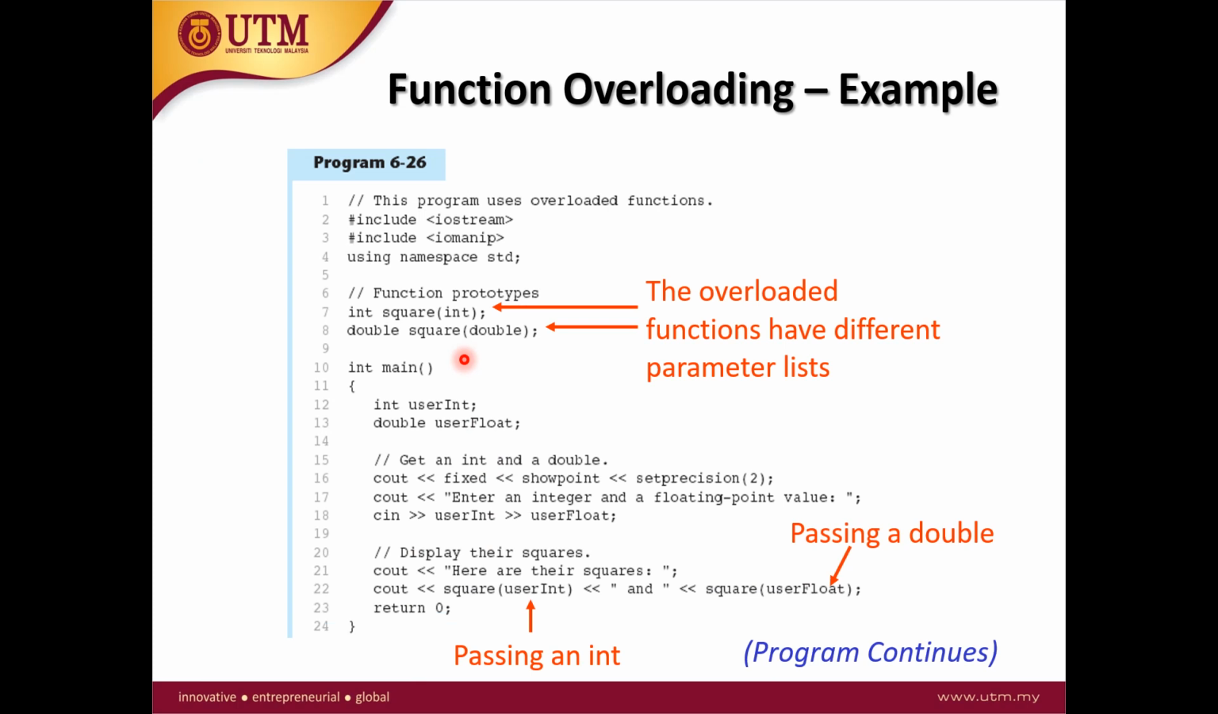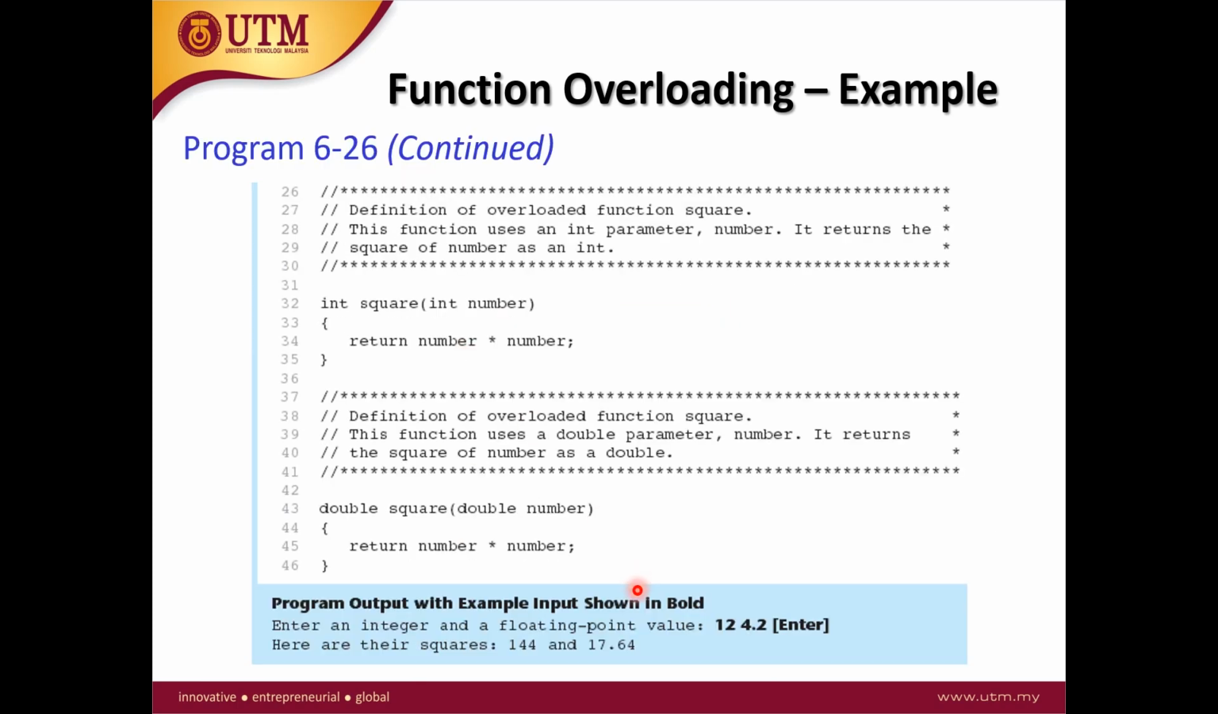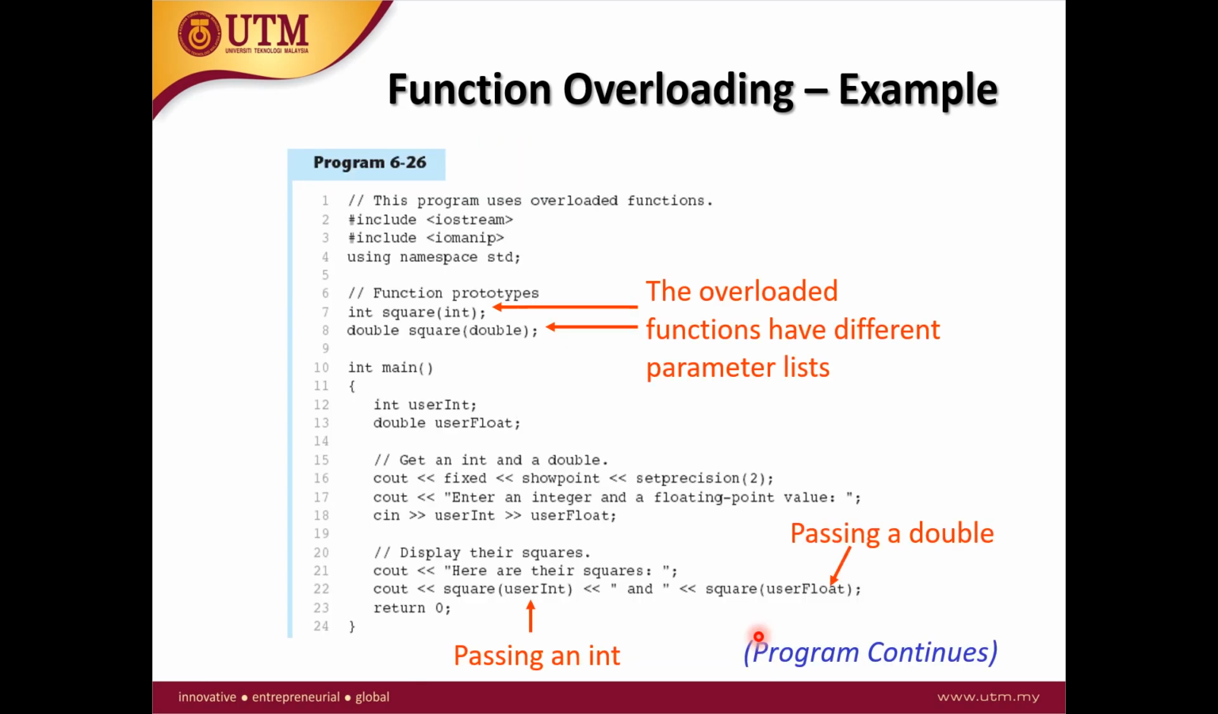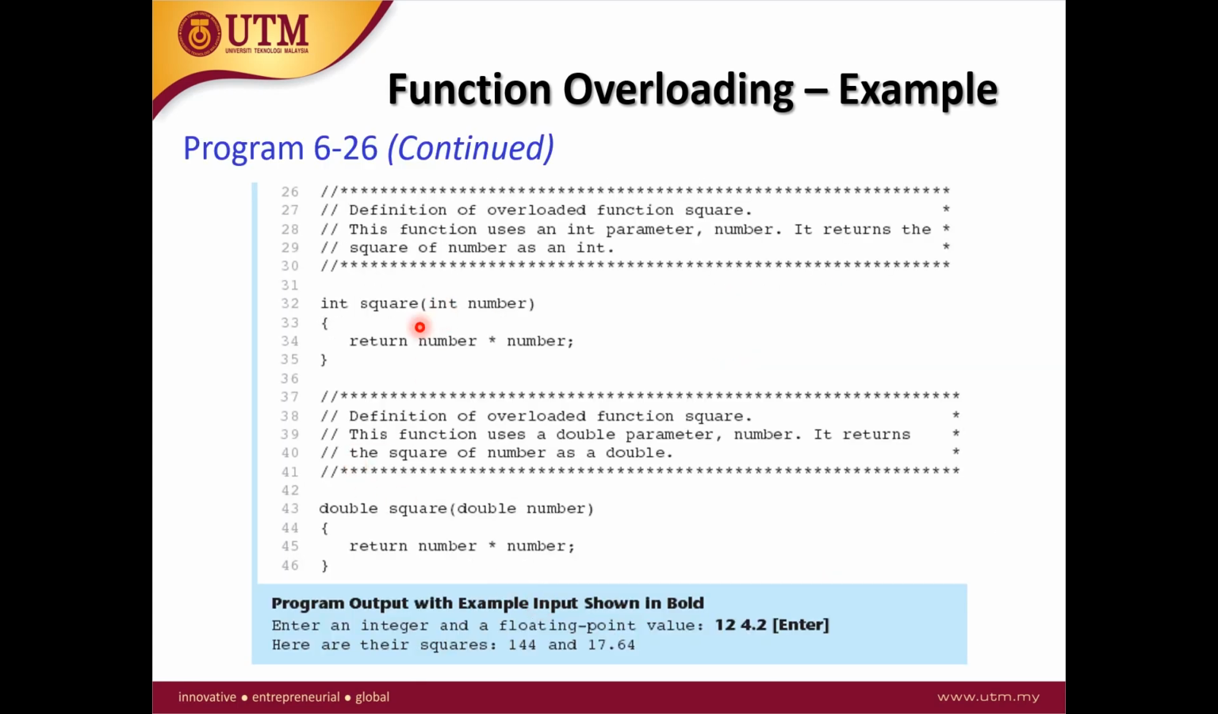So what happens in the program if you enter 12 and 4.2? The first time, 12 multiplied by 12 is going to be executed, and the second time, 4.2 multiplied by 4.2 is going to be executed. It is the compiler that recognizes which version of the function to execute. In this case, it recognizes that the parameter passed to the function is an integer, so the integer version of the function is going to be called, and in the second case this one is going to be called.